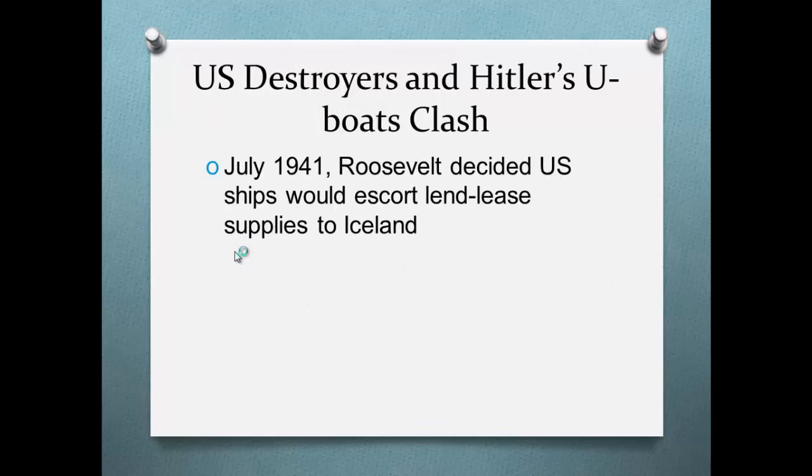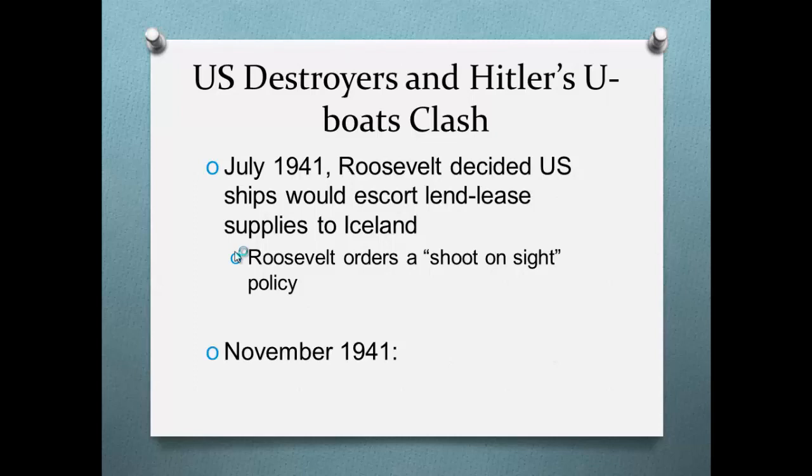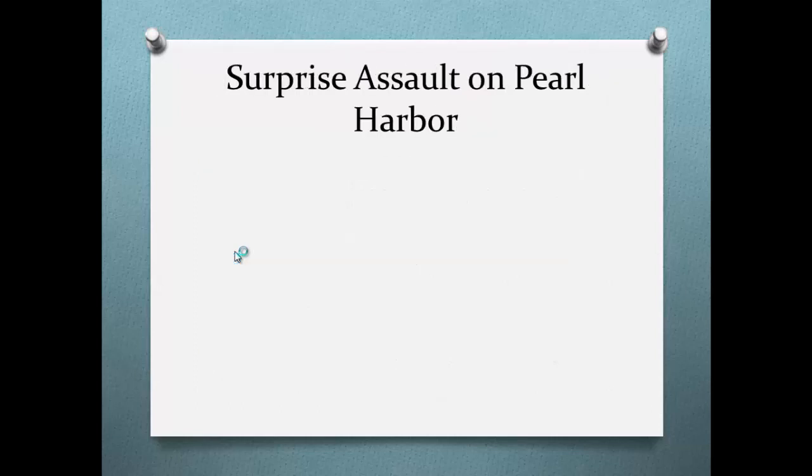In 1941, so about 6 months before the U.S. gets involved in World War II, Roosevelt decides U.S. ships would escort the Lend-Lease supplies to Iceland. This idea that the U.S. would transport these ships and protect them. Roosevelt orders a shoot-on-sight policy that if they see a German U-boat, they are to shoot it immediately. And in November of 1941, merchant ships could now legally be armed as well, so they could be prepared to attack as well. Huge, huge, huge change in foreign policy.